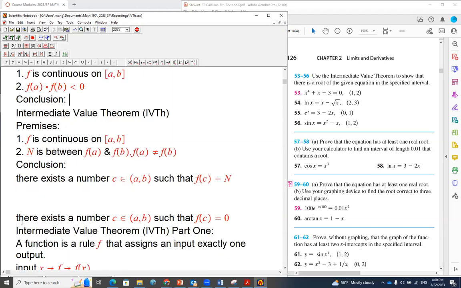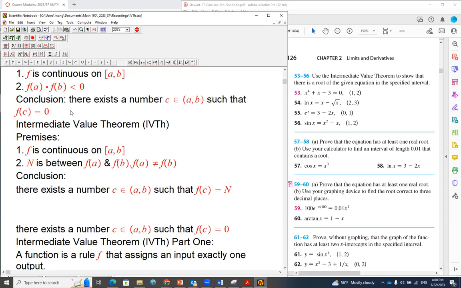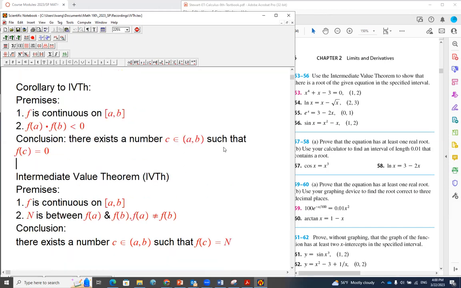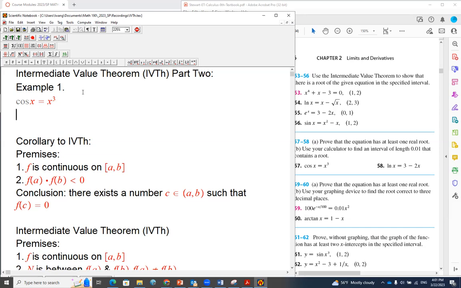The corollary has a conclusion right there. We're going to look at this example, the question of cosine x equals x raised to the power 3. Once again, we just want to do part A. We're not going to be finding the actual solution.